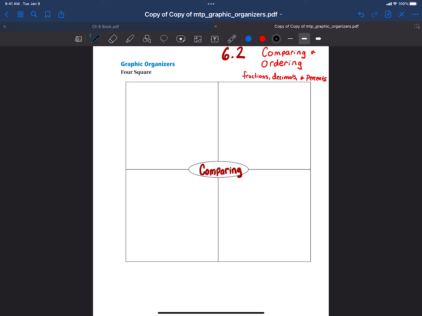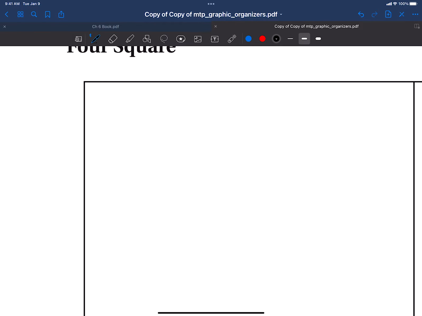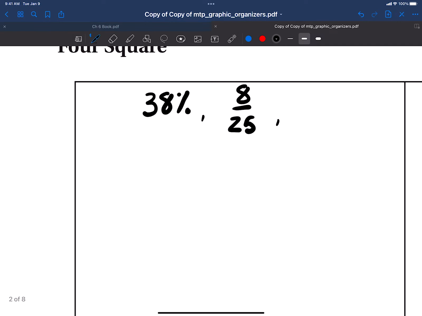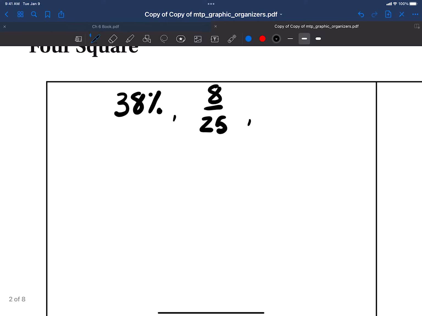I'm on page 222 on 6.2, and I'm looking for just a group of numbers. Okay, so I found a group. I'm going to go ahead and start up here. So up here, I'm going to write 38%, and then a comma, and then I'm going to do 8 over 25. Now, this example, that 25 right there, is a pretty easy one to turn into a 100. So this example is going to be one of those ones where it doesn't matter what you choose, everything will be easy, right? And then the last number is 0.41.